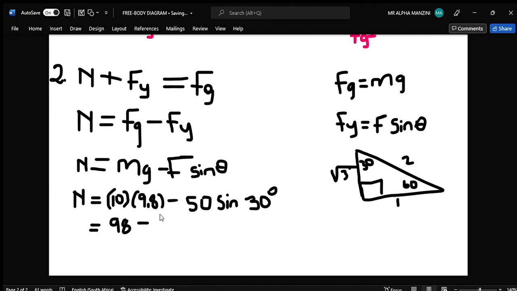That means it's 50 divided by 2. So it's 25. So 98 minus 25 is gonna give us 73 Newton. So that means our normal force is 73 Newton.